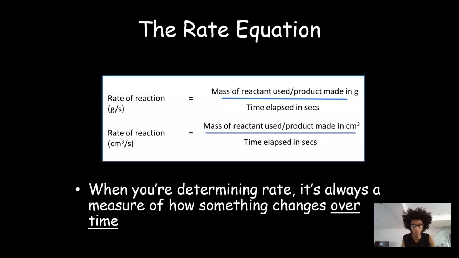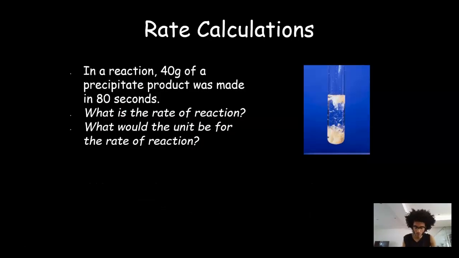Those are the equations that we're going to be using not only here, but in other videos when we're analyzing graphs. So let's have an example, to see how this works out. Let's have a look at this question. It says, in a reaction, 40 grams of a precipitate, a solid, was made in 80 seconds. What is the rate of reaction and what would the unit be?